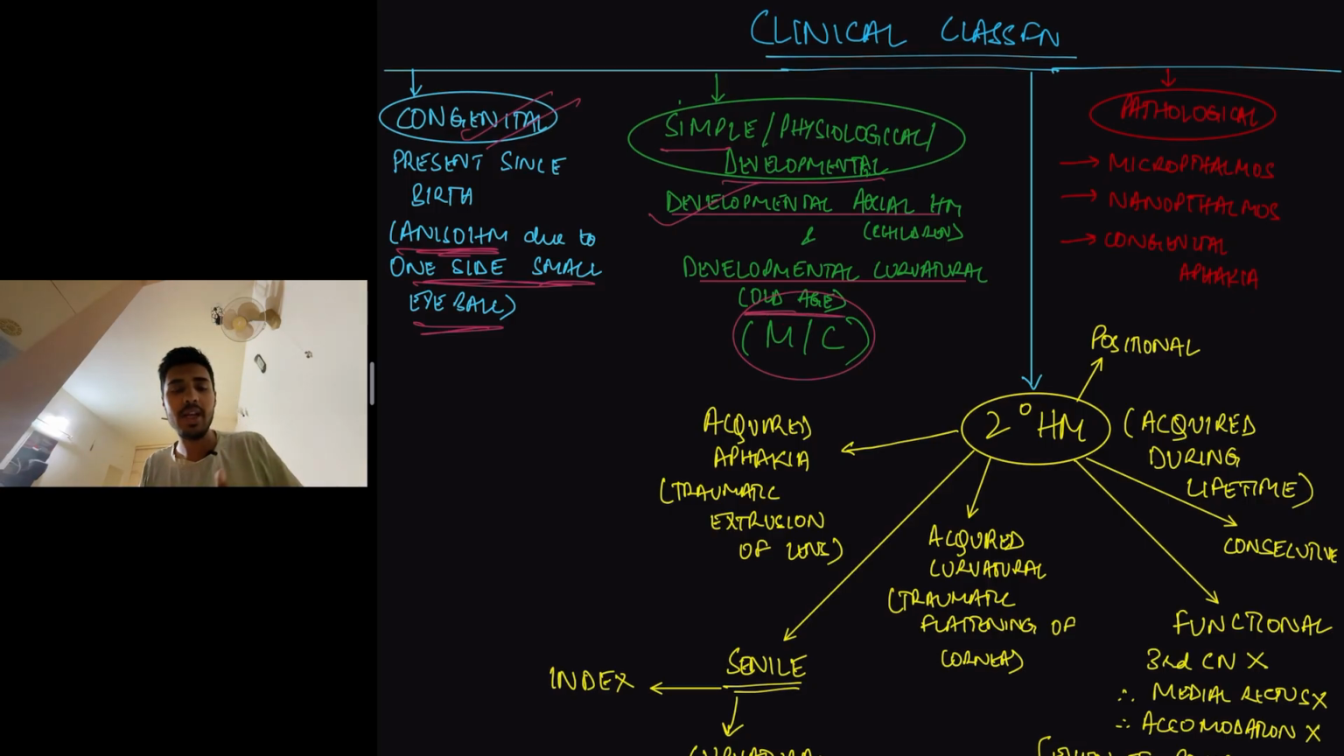As I said, in old age, the ciliary muscles get weaker and weaker. Now, because the ciliary muscles get weaker and weaker, the accommodation, the ciliary muscle contraction reduces, so the lens becomes flatter and flatter. So that is why it leads to curvatural hypermetropia. This is known as developmental curvatural hypermetropia seen in old age. So this simple or developmental hypermetropia is the most common type, axial in children and curvatural in old age.